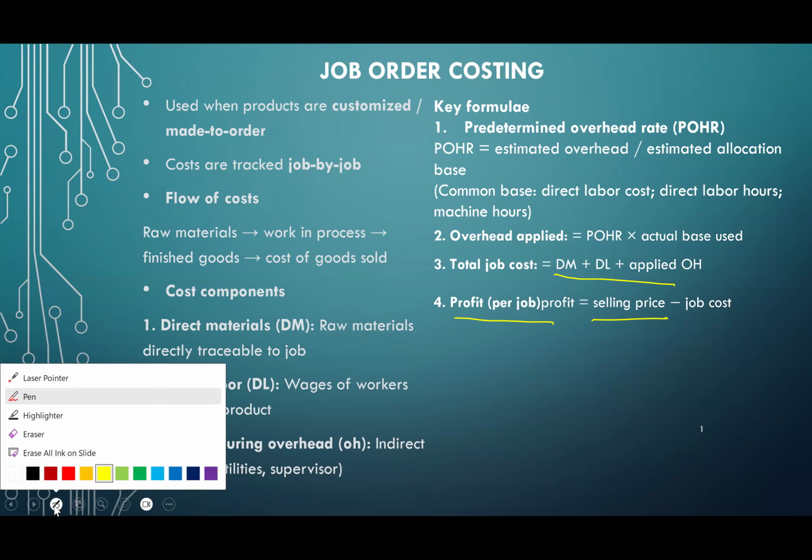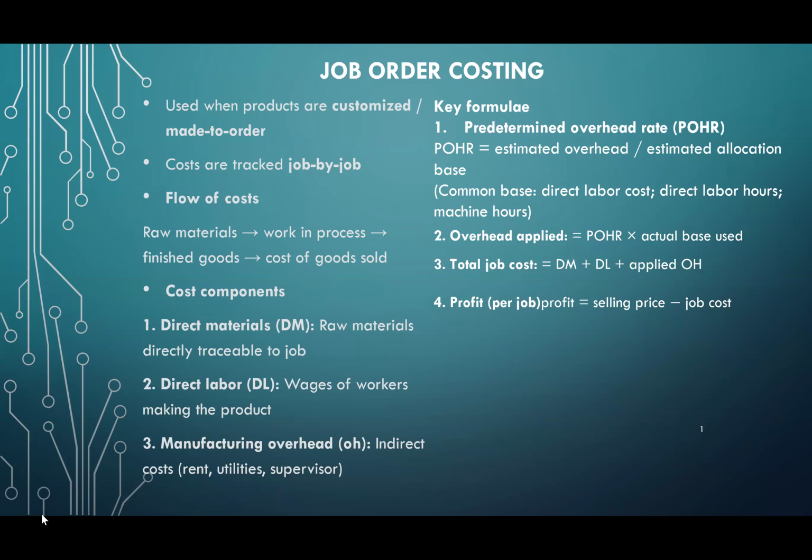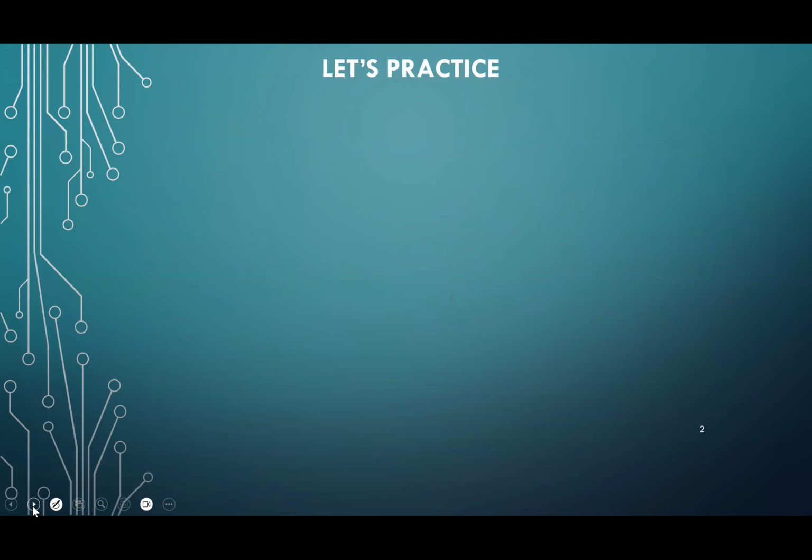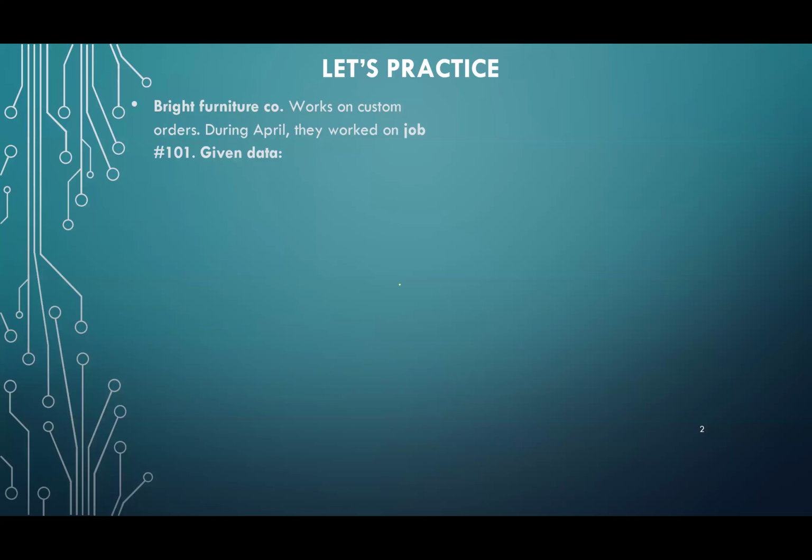Everybody okay? Now let us look at the numerical example. We are going to practice the 4 steps that we have just learned. We are going to work on a furniture company, which takes custom orders on furniture. Now they have done some work on this job number 101. You are given some data. Let's take a look at the data.